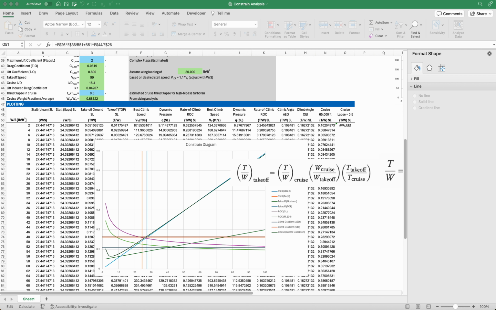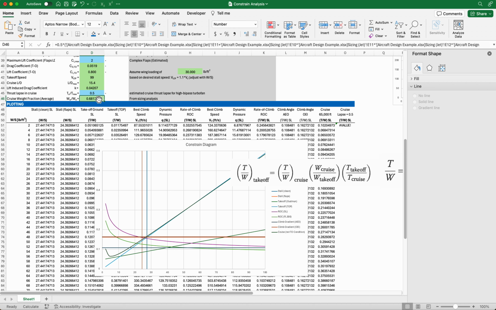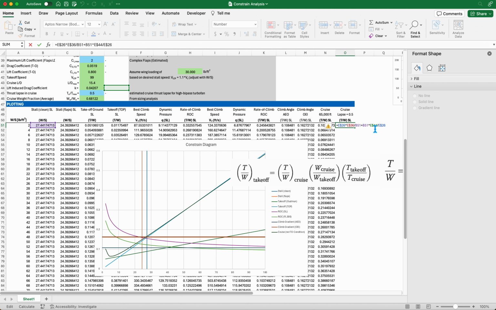So I'm just double checking I have this. So I believe, yeah, in my notes, this is actually the average, yes. So this is the average weight fraction during our cruise segment. Oh, I lost everything, great. Let's repeat this.